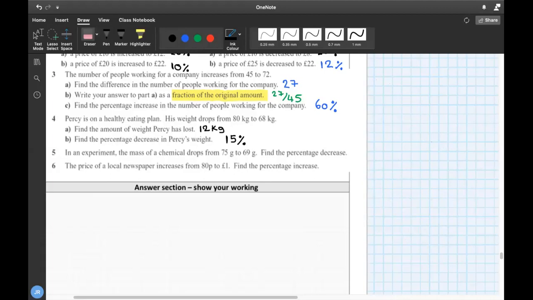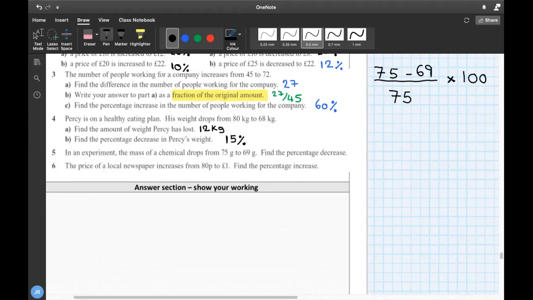Okay, we're now on question 5. In an experiment, the mass of a chemical drops from 75 grams to 69 grams. So it started at 75 and then dropped to 69. Our original amount was 75, that's what it started with. And then we're finding it as a percentage, so we're multiplying by 100.